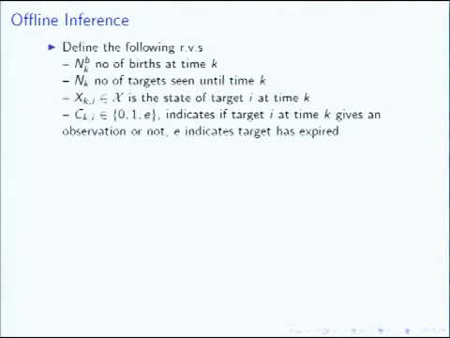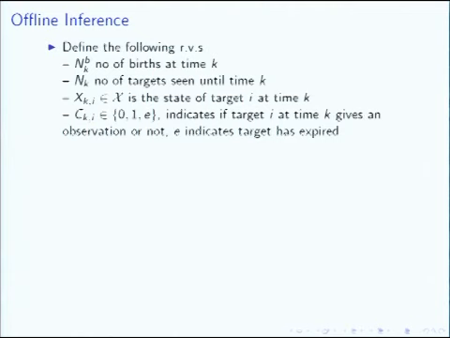So let me just call nkb the number of births at time k. So every time we introduce new objects in the model, that's how the model is defined. And I define this variable nk to be the number of targets seen until time k. So basically, you're counting every target you've seen until time k. The state of the ith target at time k is this xki. So by me calling it the ith target, there's some implicit numbering going on there.